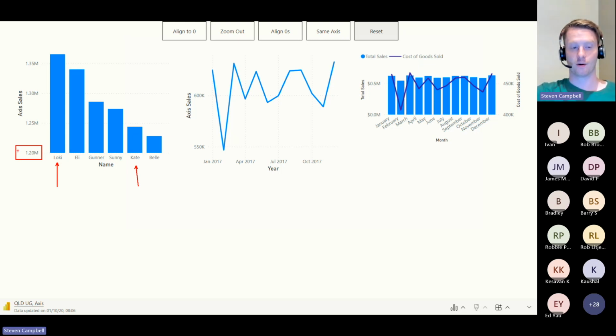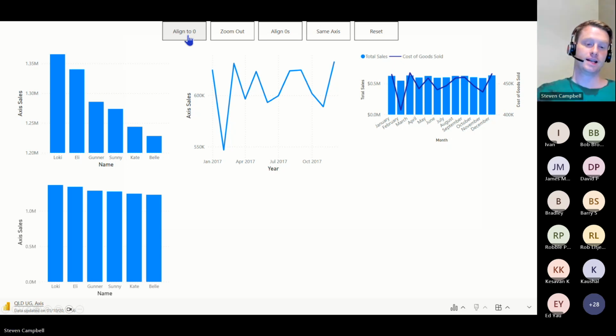So this axis is from 1.2 million to 1.35 million. So we need to align columns to 0, because when I see a column, I see a size. And if I see Sunny is double Bell, I would assume that Sunny has double the sales of Bell. So the first is going to be aligned to 0. Now, when I align everything to 0, you'll see that the differences are much smaller. When you don't align to 0, it exaggerates the differences in an unfair way, something that really isn't true, because Sunny is clearly not double Bell. Sunny is actually only slightly higher than Bell.